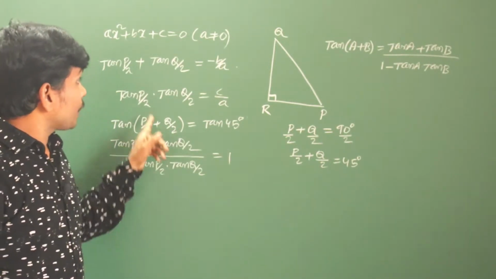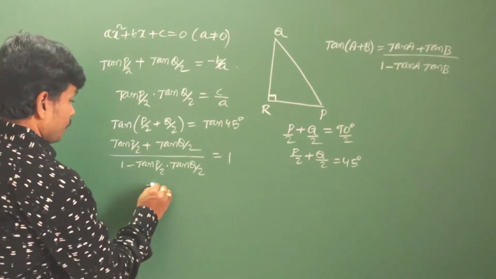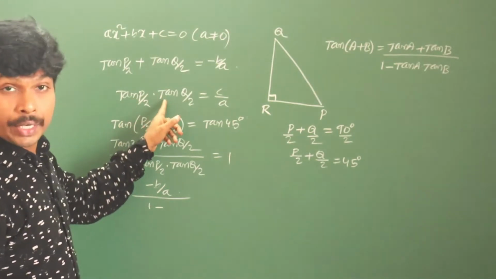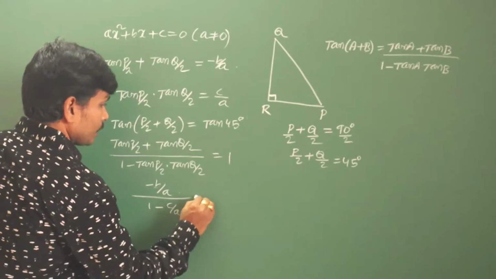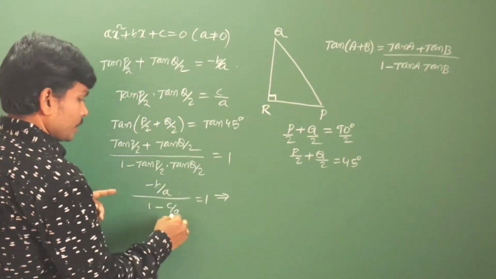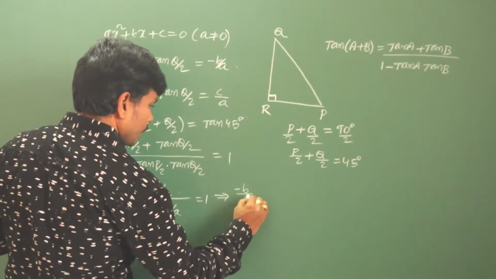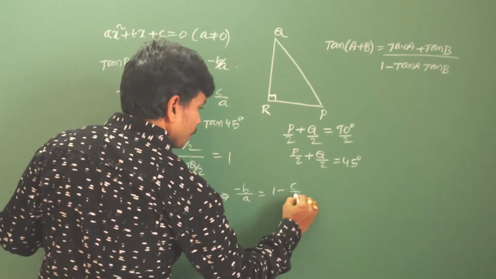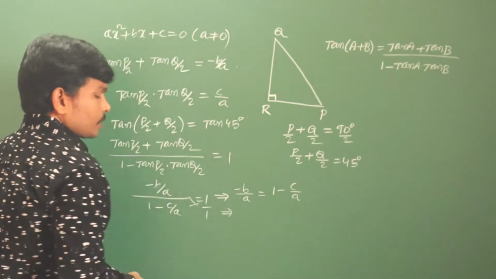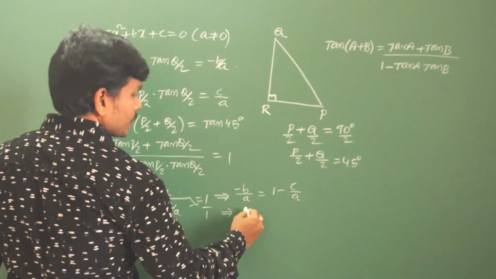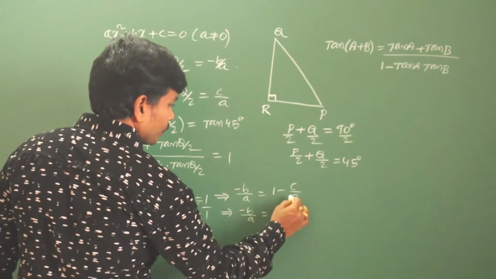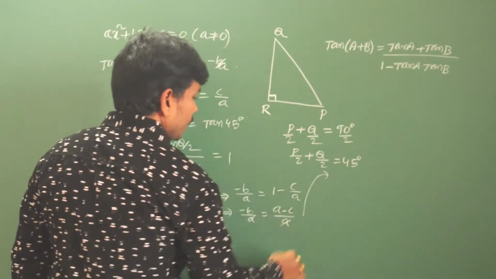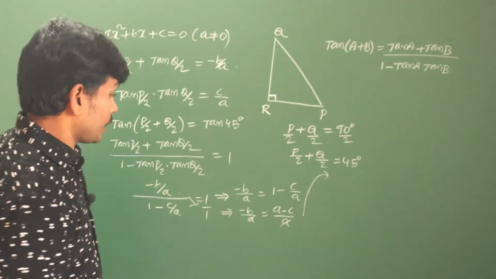Tan p by 2 plus tan q by 2, whose value is minus b by a, whole by 1 minus tan p by 2 into tan q by 2, whose value is c by a, is equal to 1. From this you get minus b by a is equal to, cross multiply, 1 minus c by a. So take the LCM: minus b by a is equal to a into 1, a minus c by a, the a gets cancelled because a is not equal to 0, it gets cancelled easily.